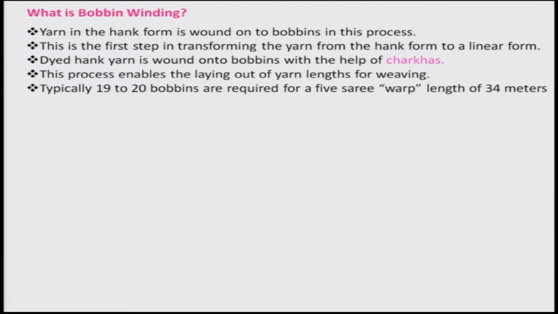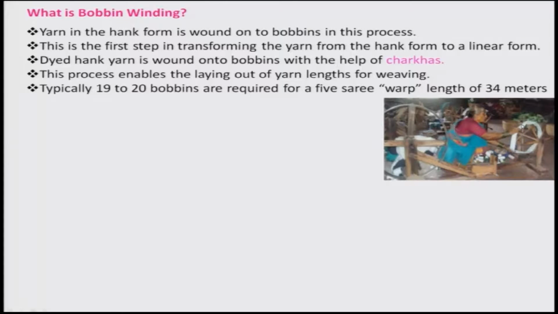So, let us look at bobbin winding, which is a very important step in cloth making, because the yarn in hank form is to be wound onto bobbins in this process. Let me show you a picture over here: this is the yarn, and this is your bobbin, which will be wound properly. This is the first step, transforming the yarn from the hank form to the linear form, which will be utilized for making warps and wefts.